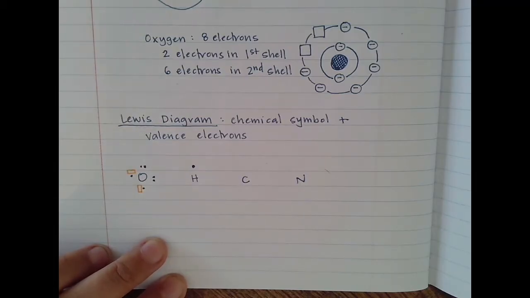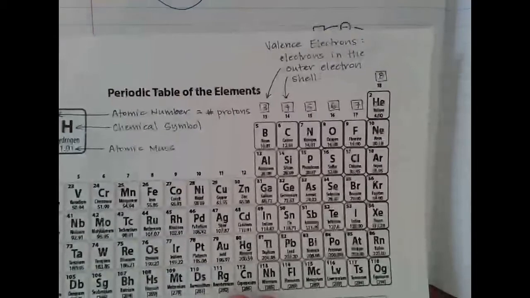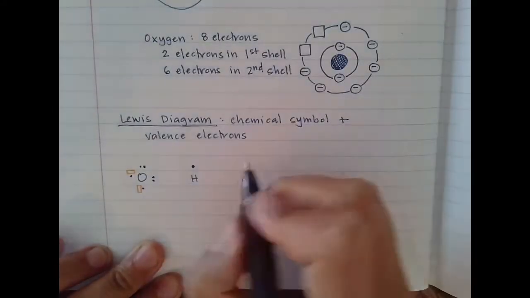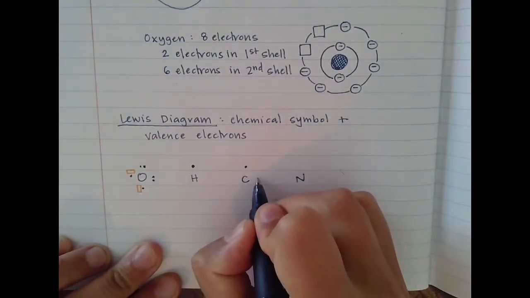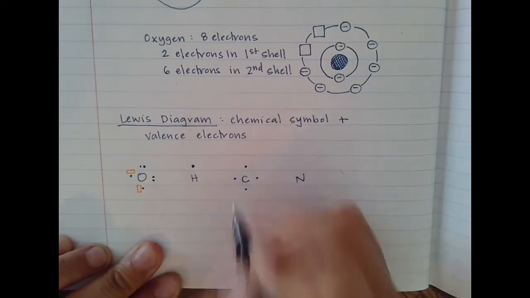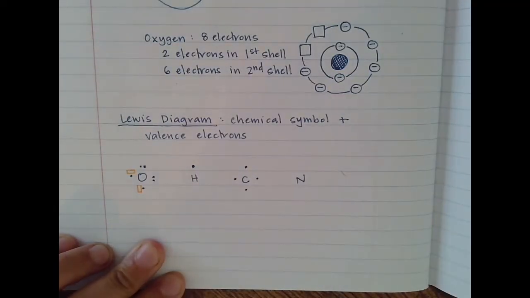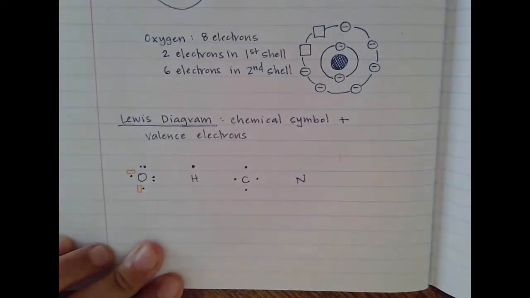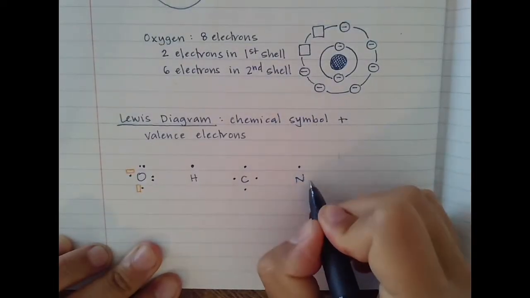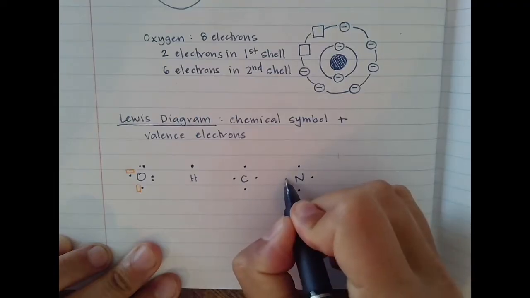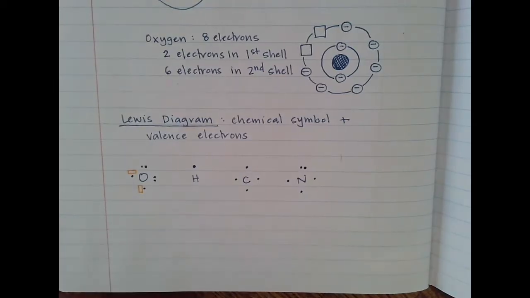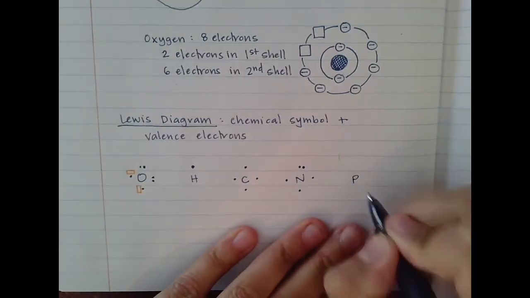Let's start with carbon. I find carbon on the periodic table. I see that carbon has 4 of those valence electrons. So starting in my cardinal points, 1, 2, 3, 4. Nitrogen, find it on my periodic table. It's right next to carbon. Nitrogen has 5 electrons in its outer shell. So 1, 2, 3, 4, and then I start doubling them up. 5. If you got that, great job. Go ahead and try phosphorus.